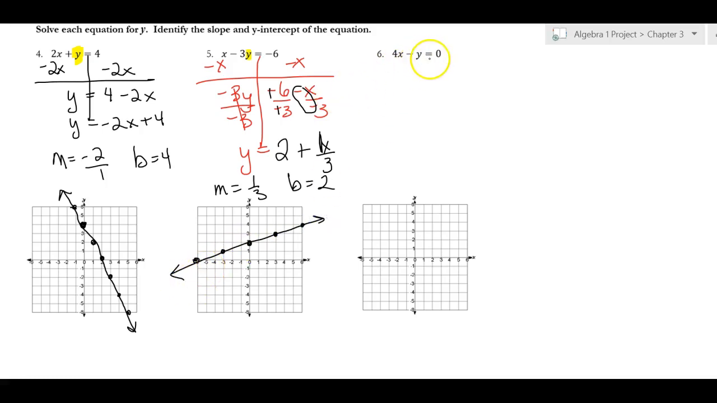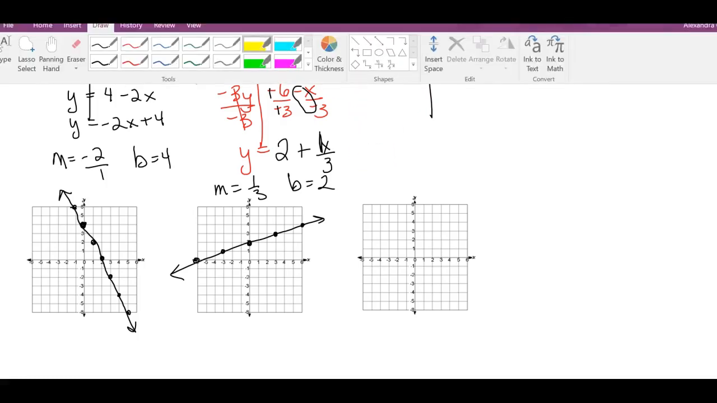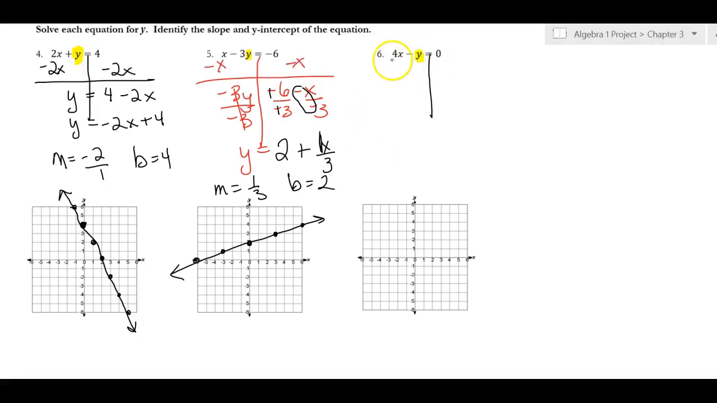Okay, I would like you to try number 6 on your own. And then once you have it solved, go ahead and press play and let's see how you did. So you know you have to get y by itself. So I'm going to get rid of this 4x by subtracting it. I can't put it with a 0 because it's not a number. So I get negative y is equal to 0 minus 4x. I'm going to write it, but you don't really have to write the 0. You can just write this. And we'll see what happens when we get there.